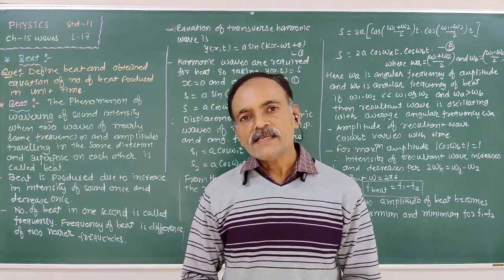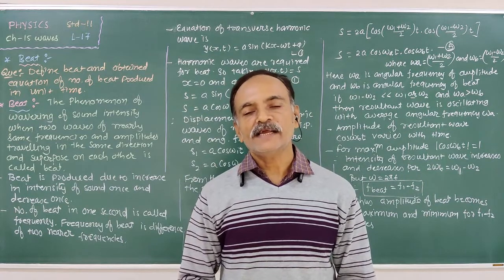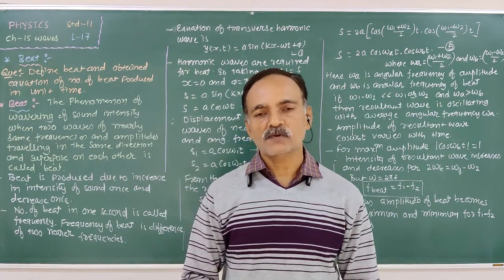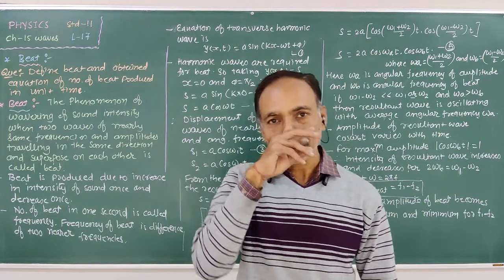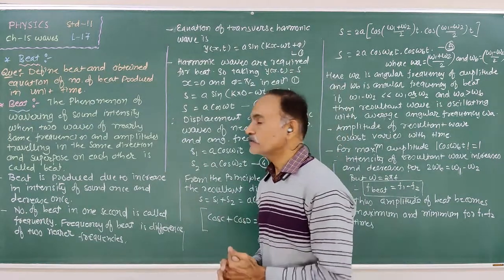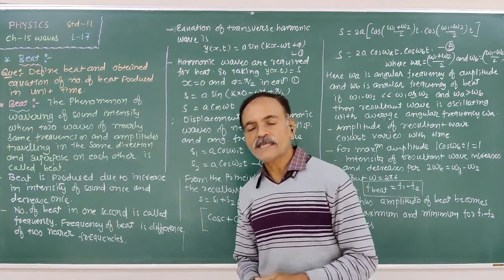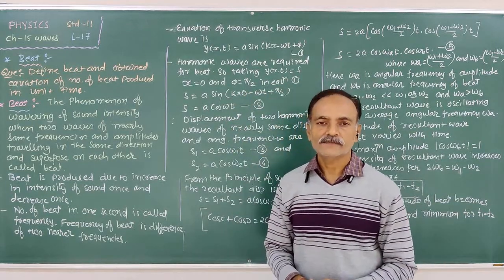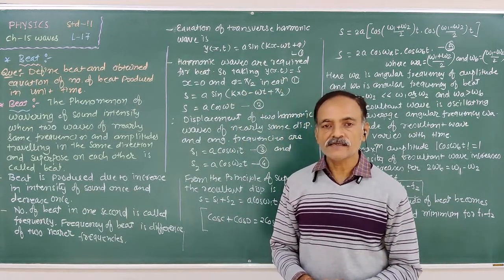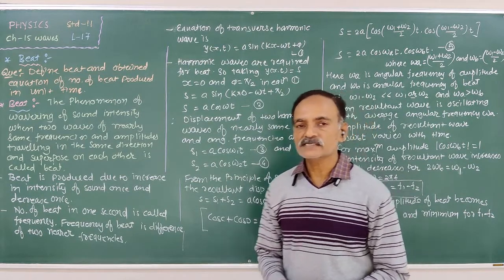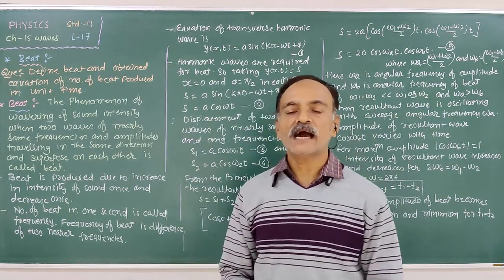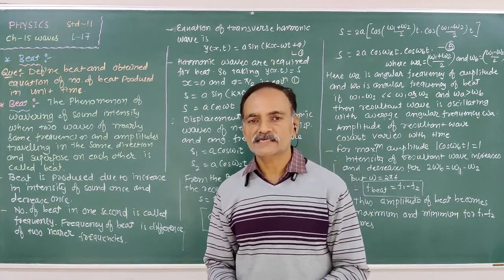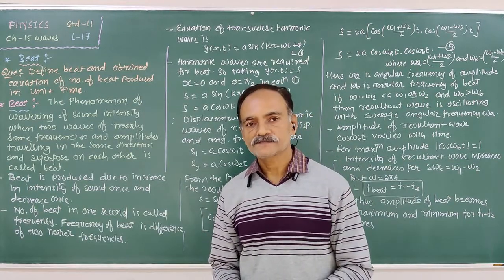So, increase in intensity of the sound and decrease in intensity of the sound is possible, and that is known as the beat. Today we are going to discuss the beat and obtain the equation of beat produced in unit time. That is also an important question, and also a 1 mark objective question frequently asked in GUJCET and NEET exams from this portion.